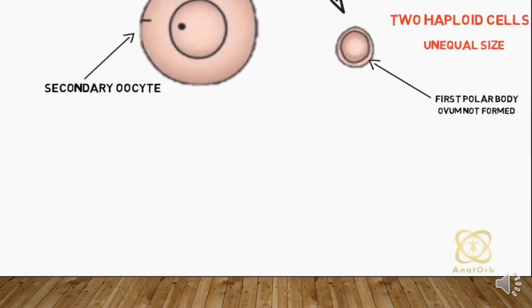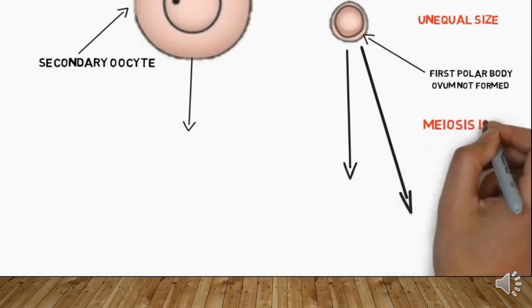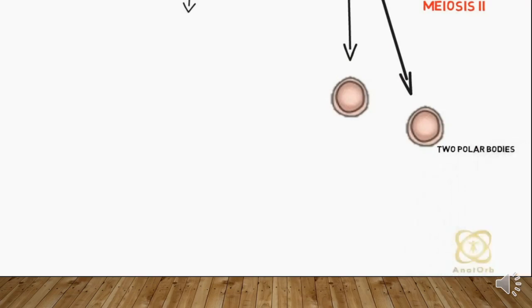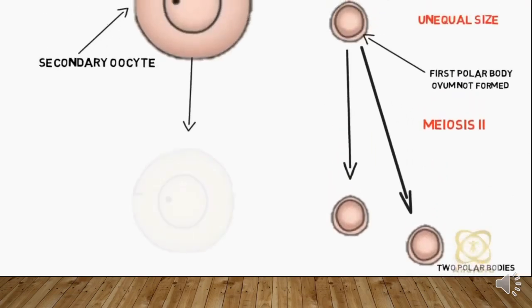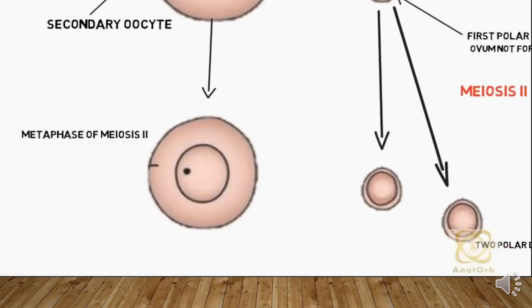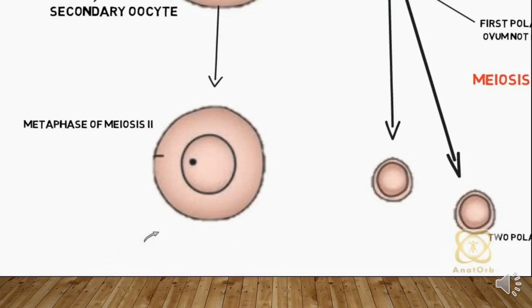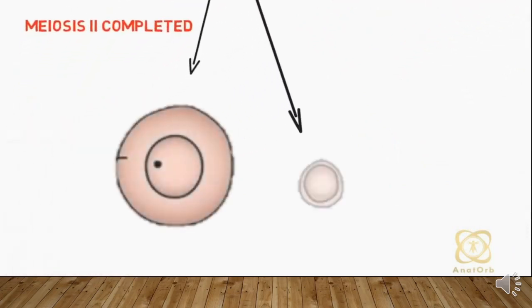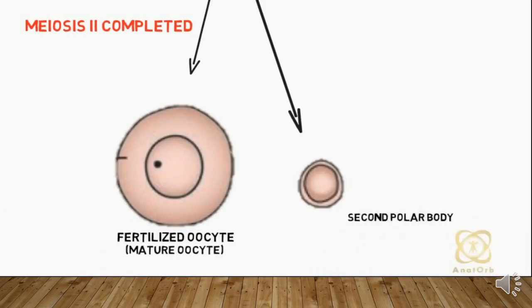Both daughter cells then undergo meiosis 2. The first polar body will replicate to give 2 polar bodies, while the secondary oocyte is arrested at the metaphase stage of meiosis 2, about 3 hours prior to ovulation. Now, if a sperm penetrates the secondary oocyte, the second meiotic division is completed and most cytoplasm is again retained by one cell, the fertilized oocyte, and the other, the second polar body.